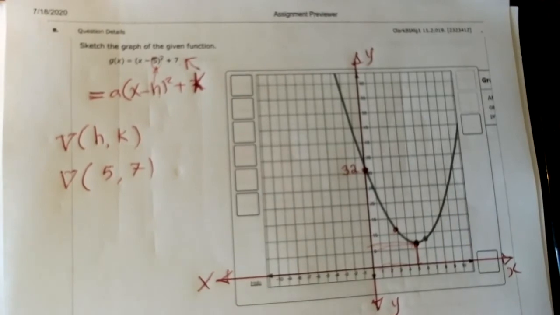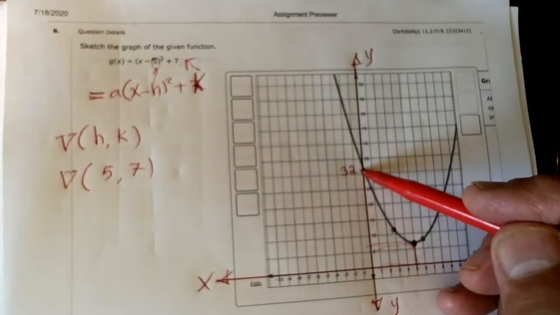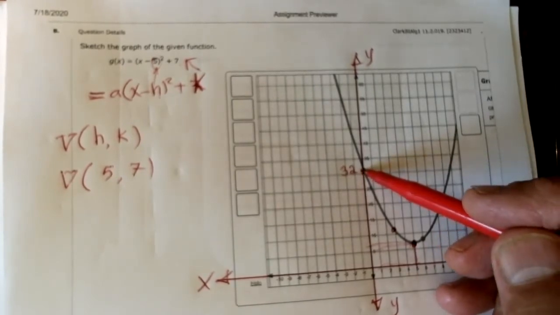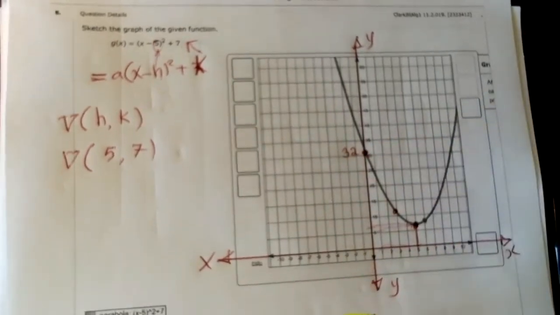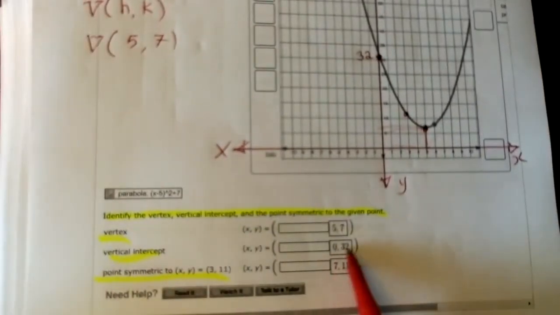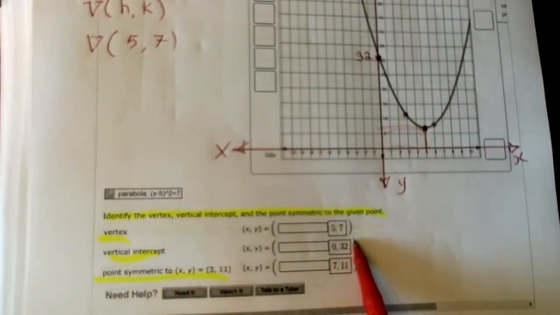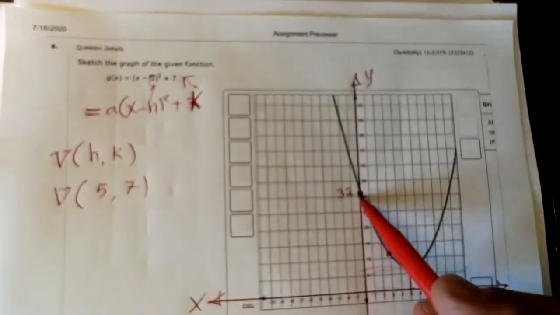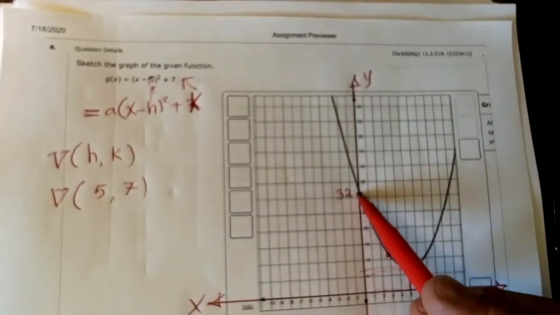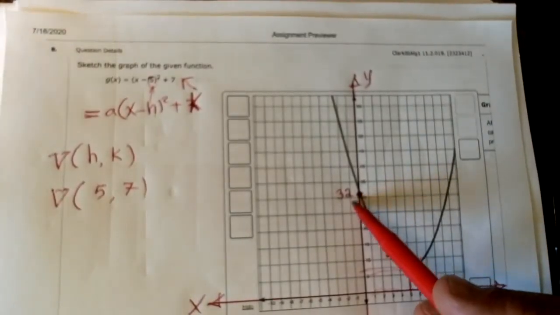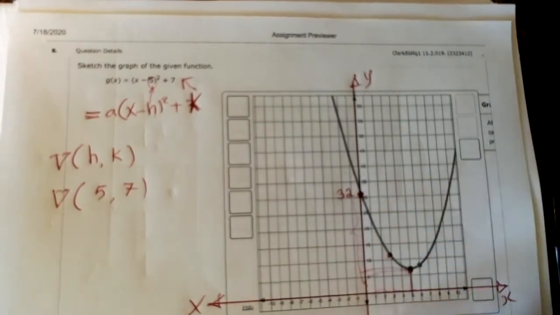They ask you to find the y-intercept. It's this point. What are the coordinates of this point? There's no x, x is 0. But y is 32. Right? This is the y-intercept. Remember, the y-intercept doesn't have any x, but the y from here to here is 32.